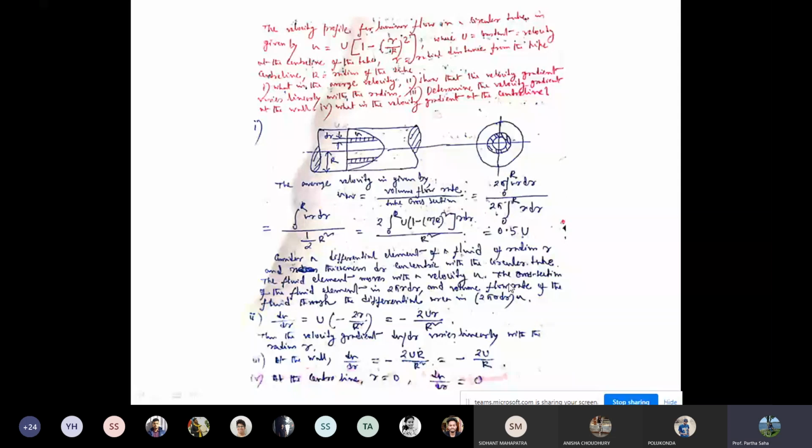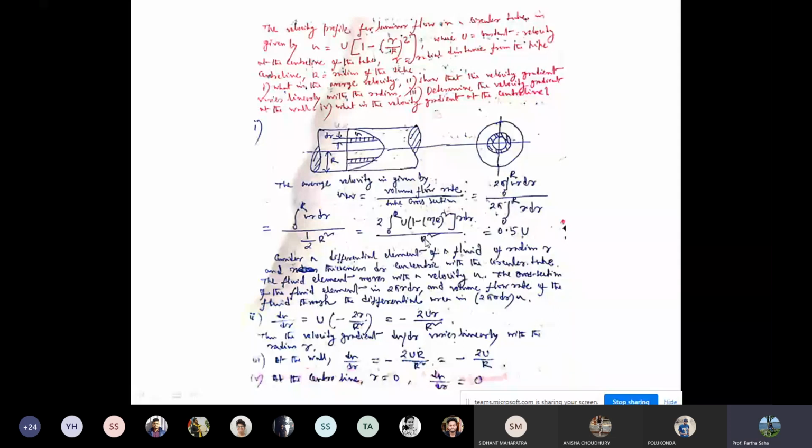Why are we integrating 0 to r? Because the velocity is changing with the radial distance from the center to the wall. That is 0 to r. So these two expressions are integrated, the integral of u 2 pi r dr and of 2 pi r dr. Now, if you integrate 2 pi r dr, the 2 pi cancels, and the integral of r dr is r square by 2.